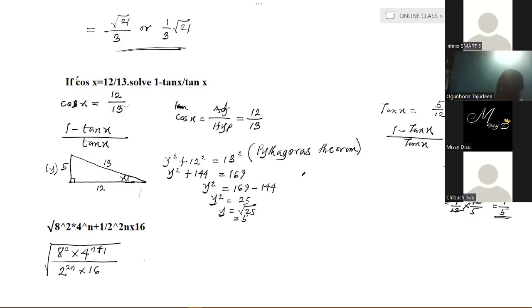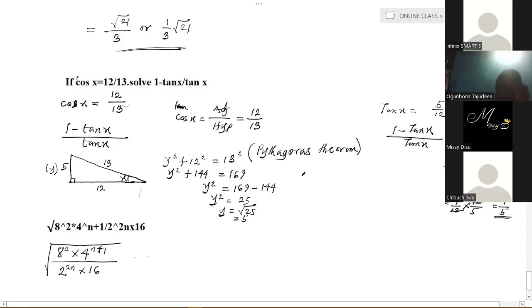Because it was a mistake from the question. It should be 2 raised to power 2n. Is that okay? Okay, sir. So if it is down, it won't work. It was a mistake from those who typed it. Okay.